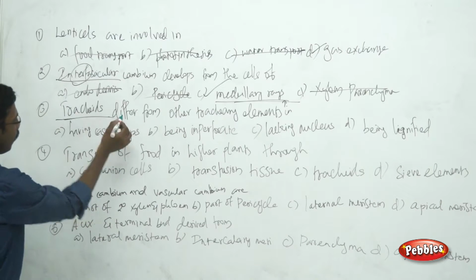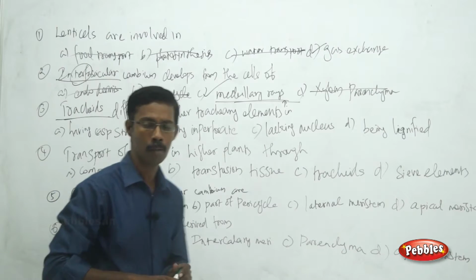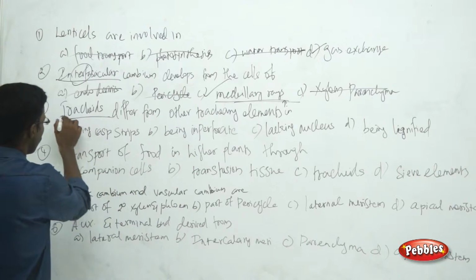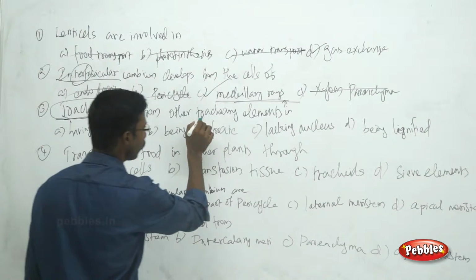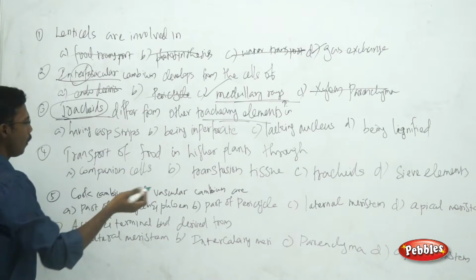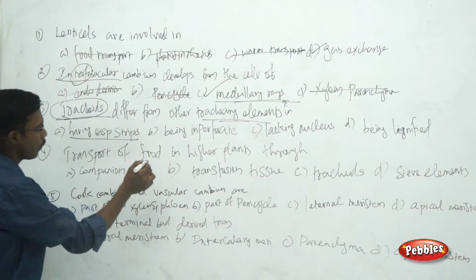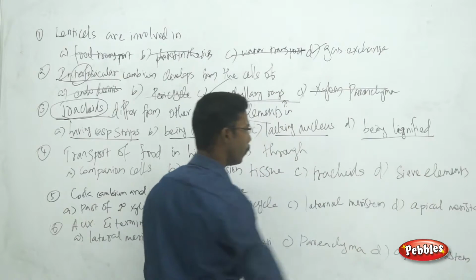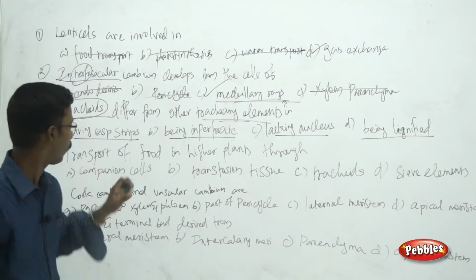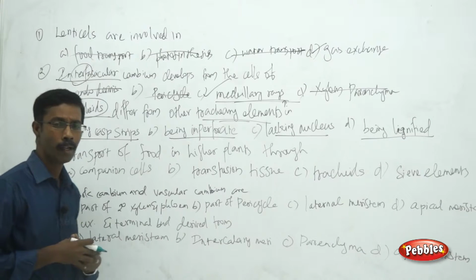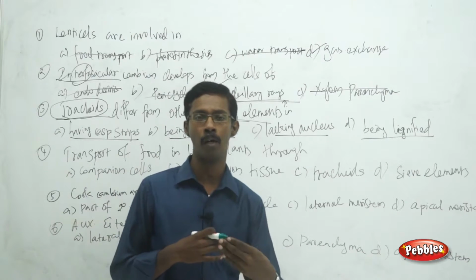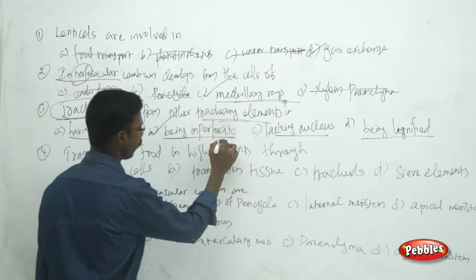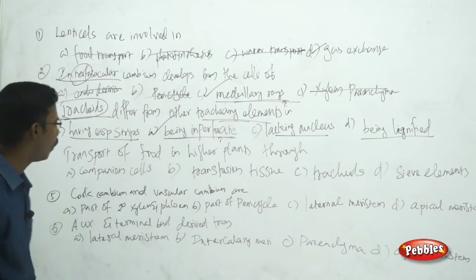And next question, tracheids differ from other tertiary elements in, okay, so over here, what is the difference between the cells, tracheids, from other elements of the tertiary part? Having Casparian stripes, being imperforate, lacking nucleus and being lignified. The answer over here, whenever we are thinking about the tracheids, they are imperforate. There will be no holes or pores in the tracheids. They are imperforate for any substances. That is what you have to remember.